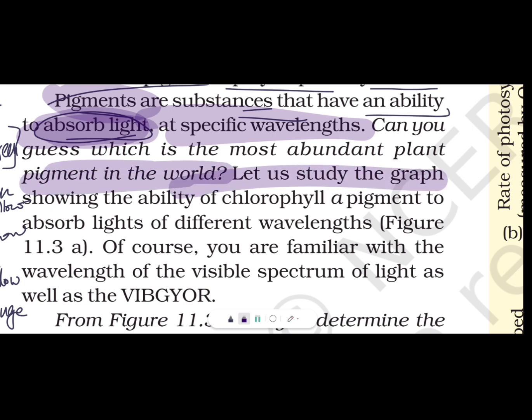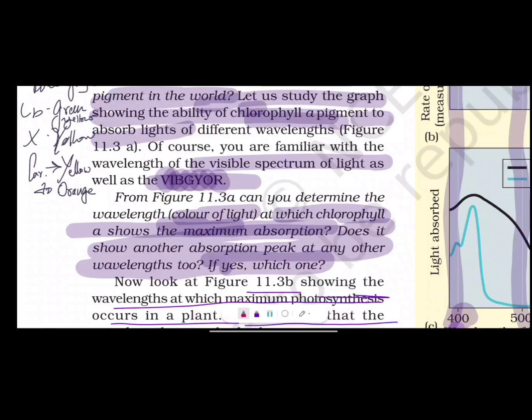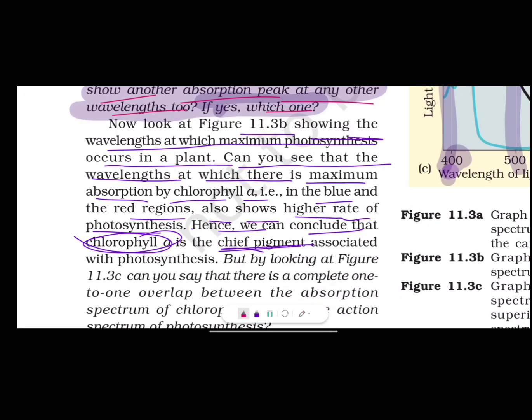Okay, let us study the graph showing the ability of chlorophyll A pigment to absorb lights of different wavelengths. Of course, you are familiar with the wavelengths of the visible spectrum of light as well as VIBGYOR: violet, indigo, blue, green, yellow, orange, red. From figure 11.3a, can you determine the wavelength of color at which chlorophyll A shows the maximum absorption? Does it show another absorption peak at any other wavelength? If yes, which one? Now look at the figure.